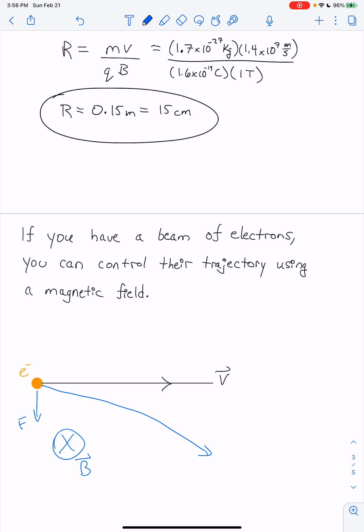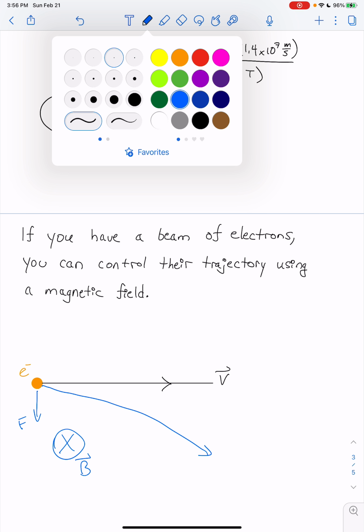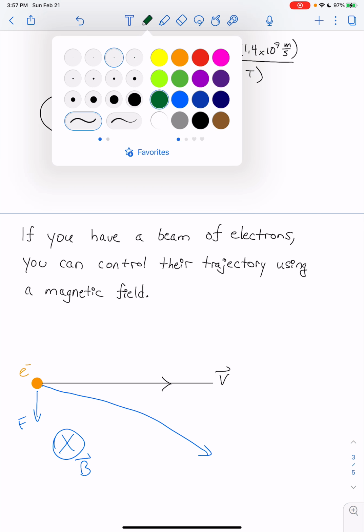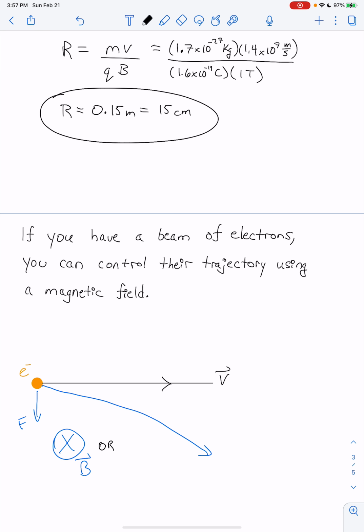Okay, so what about if we had an opposite direction? Let's maybe use green. What if we had a magnetic field everywhere that was, instead of into the page, out of the page? Well, in that case, we get a force in the opposite direction, and we would get a curve in this direction. So we can control the trajectory of an electron or a proton or any charged object using magnetic fields.